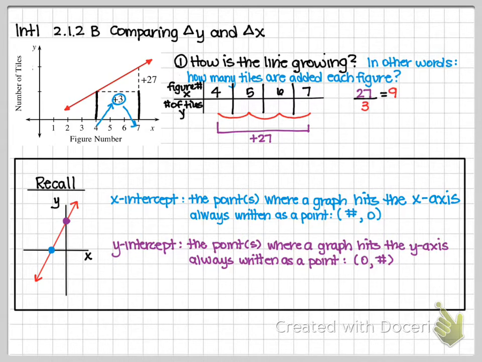So if I go back to my table, I believe that 9 is being added every single time. So to answer the question, how many tiles are being added each figure? I would say 9 tiles are being added each figure.